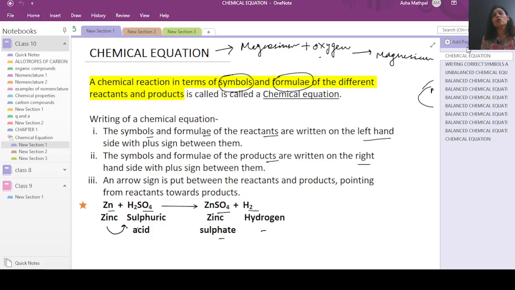Okay, so this is all for today's class regarding the chemical equation. In our next session, I will be explaining the different types of chemical reactions.